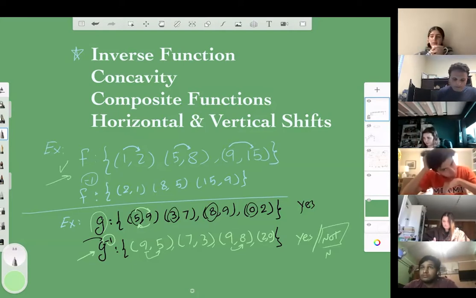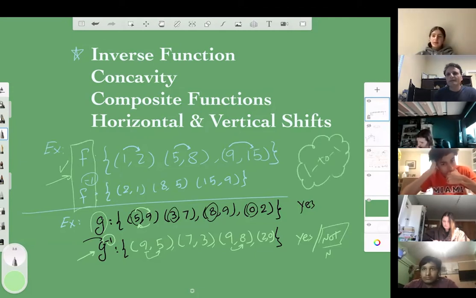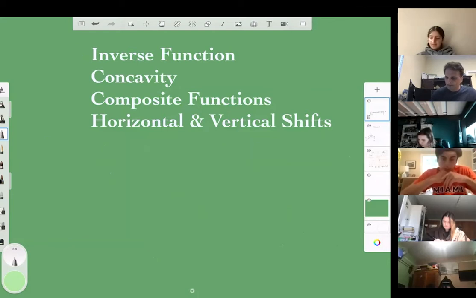For the first function, they call it 1-to-1. So a function is 1-to-1 if the inverse of that is a function as well, right? That's the only definition of 1-to-1. Any question? Okay. Let's have another example.